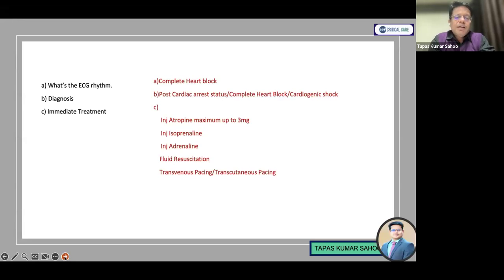Now, immediate treatment, as one of our colleagues has already expressed: injection atropine 0.5 milligram, maximum up to 3 milligram. You have to mention this, maximum up to 3 milligram. After that, there is no point of giving atropine. Injection isoprenaline, injection adrenaline, fluid resuscitation, and transvenous pacing or transcutaneous pacing, depending upon the availability of resources. This would be the complete answer to these 3 questions.